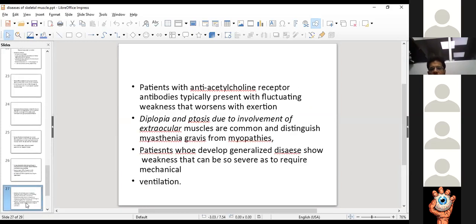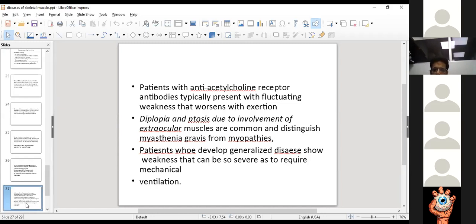Patients with acetylcholine receptor antibodies typically present with fluctuating weakness that worsens with exertion. Because the more the receptors are under attack, and the more you use them, the receptors exhaust, and ultimately the available receptors to carry out the action potential are depleted. So the more exertion the patient does, the weakness increases. Generally the typical presenting complaint is that as the day progresses the degree of fatigue or weakness increases.